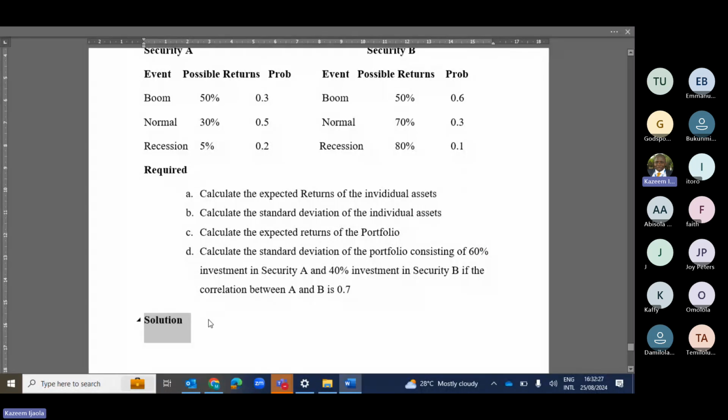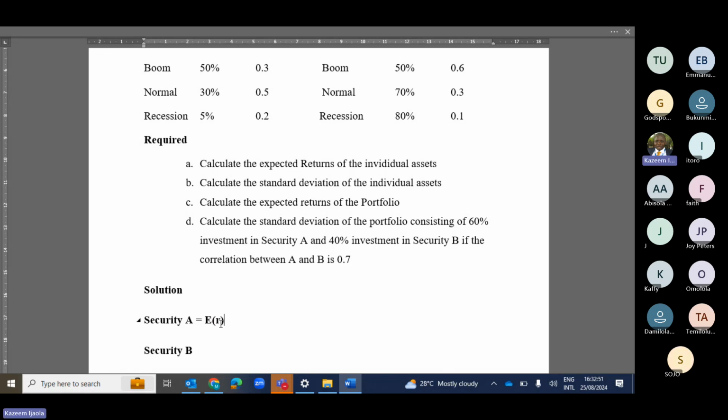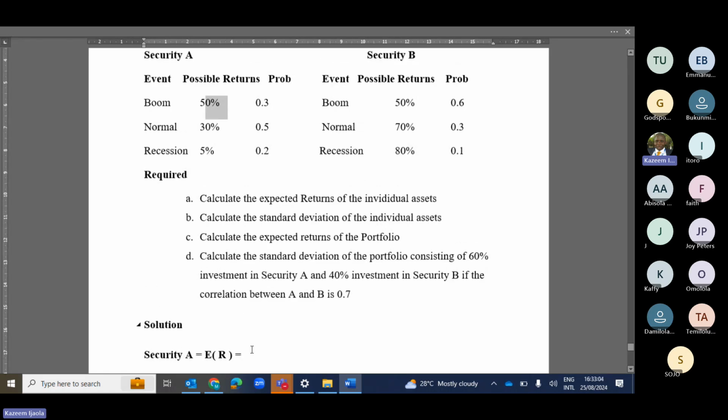So let's calculate the expected returns now. For the expected return, that is very straightforward. We'll do security A first, then we'll do security B. For security A, what's our expected return? Expected return is E, bracket, capital letter R. So this is how you write it. Your expected return is calculated by multiplying your economic possible returns by the respective probability. So for security A, it's going to be 0.5.